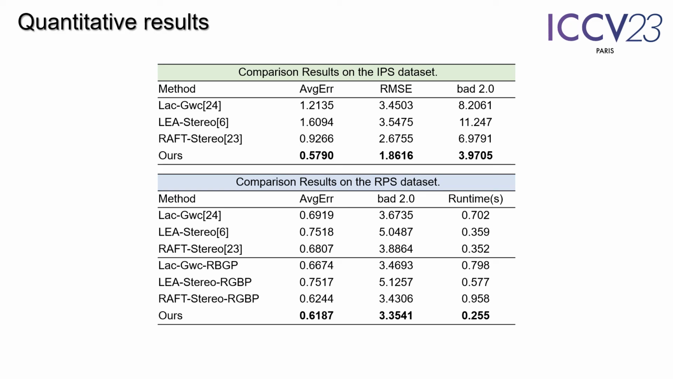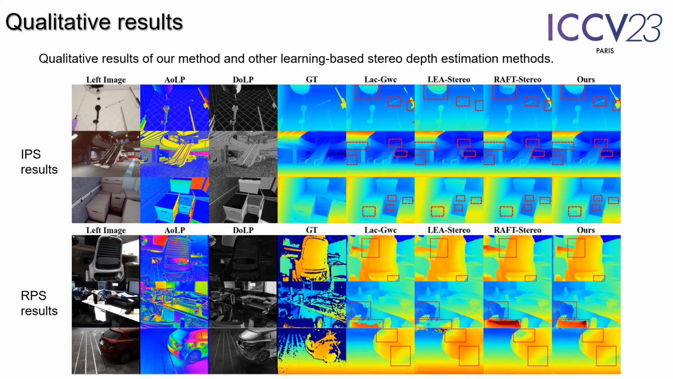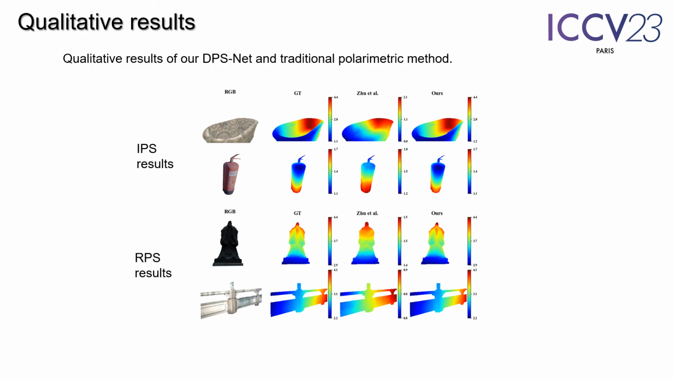On both the IPS and the RPS datasets, our method achieves better performance, which demonstrates the effectiveness of our DPS-Net. We also show the qualitative comparison of the IPS and the RPS datasets. Our method can produce more accurate disparity with sharper object boundaries and finer overall structures. We visualize the qualitative results of our DPS-Net and traditional polarimetric method. Our DPS-Net has achieved closer results to the ground truth.